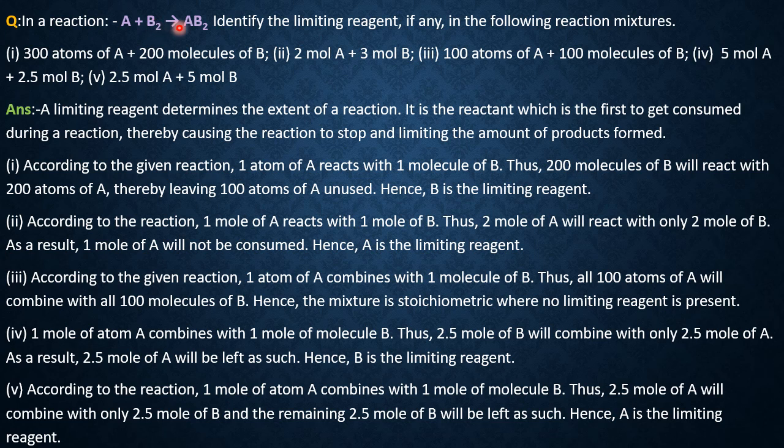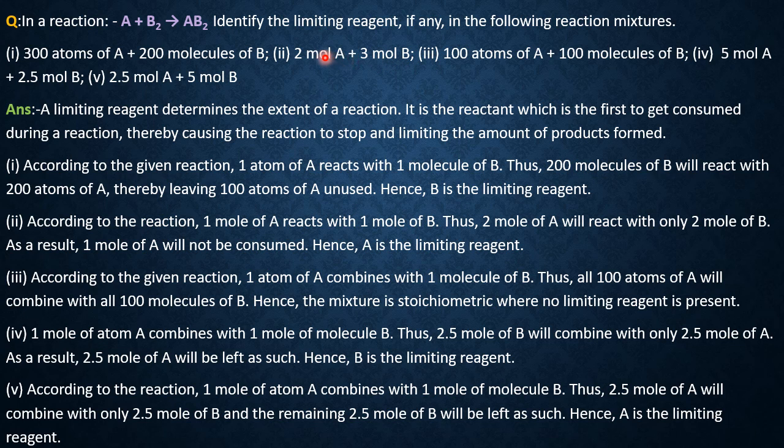So how much is there? It is 3 mole of B extra. 2 mole of A requires 2 moles of B2 or 2 moles of B molecule, but it is 3 mole here. So this is extra. This is less. So A is the limiting reagent. Let us see. Yeah, A is the limiting reagent.